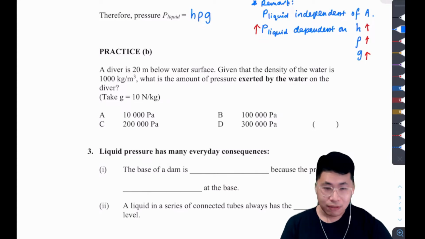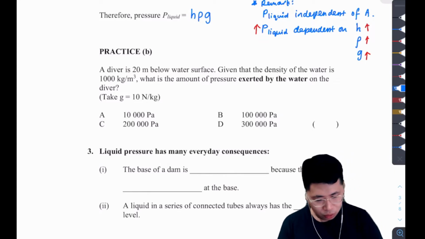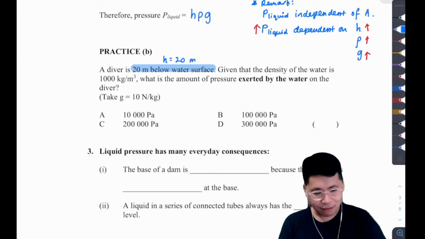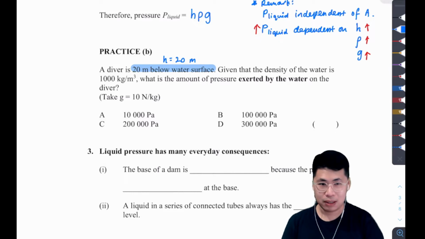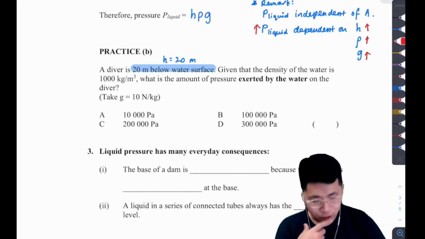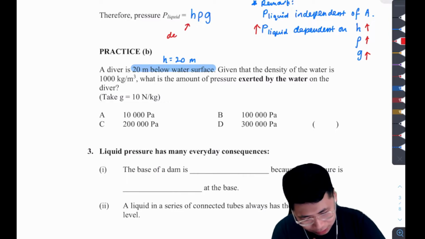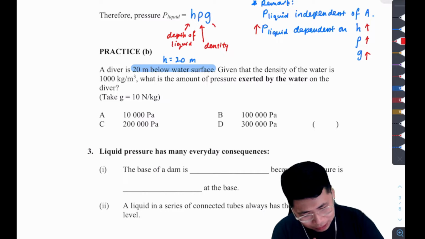Right, so we have a diver 20 meters below the water surface. So what does this mean? The height of the water above it is going to be 20 meters, or the depth of the water is going to be 20 meters. Oh yes, before I forget, this is the depth of the liquid, or the height of the liquid column. This one over here would be the density of the liquid. This one would be your gravitational field strength.